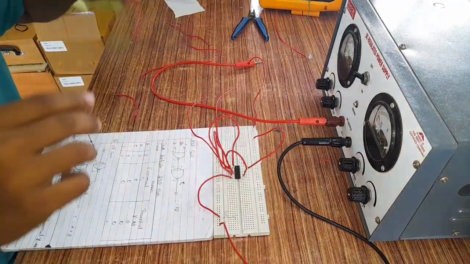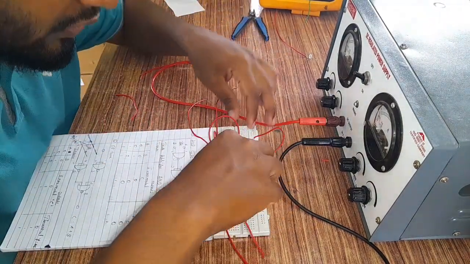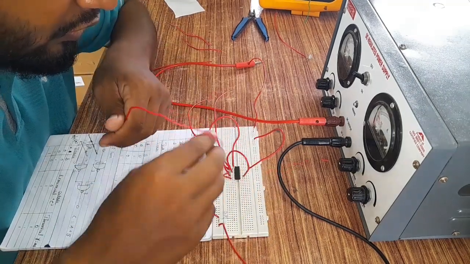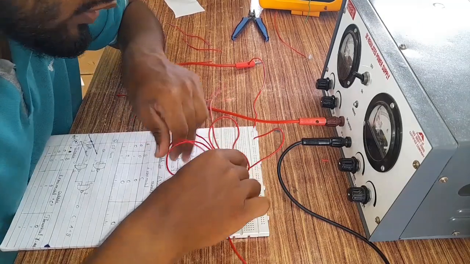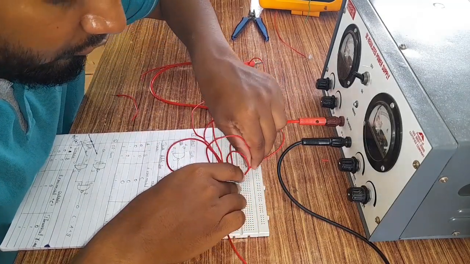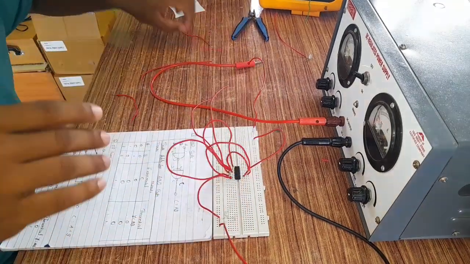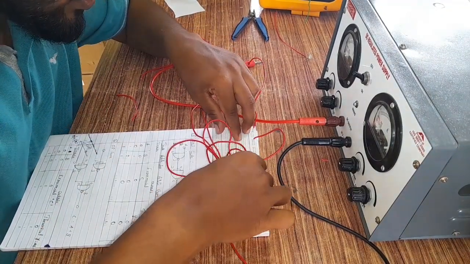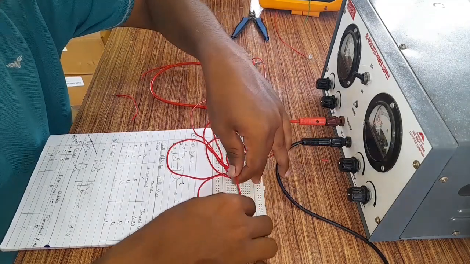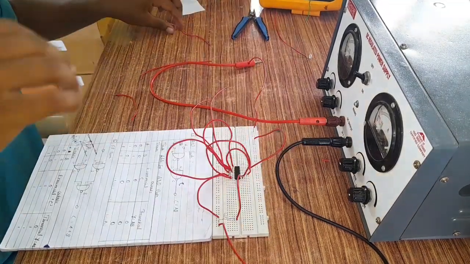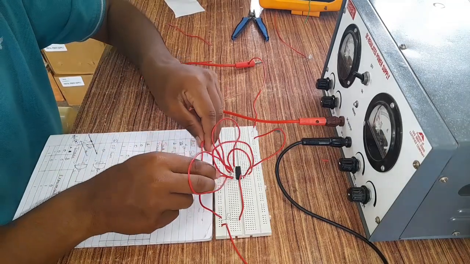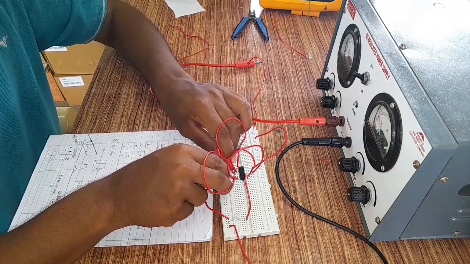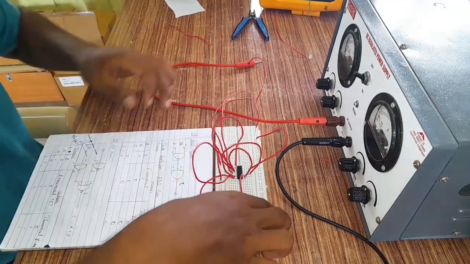Now pin number 6 is connected to pin number 10. Now pin number 8 is connected to the positive of the LED. We are using jumper wires for the whole breadboard. This wire we are using as a jumper. Okay, this is the connection.